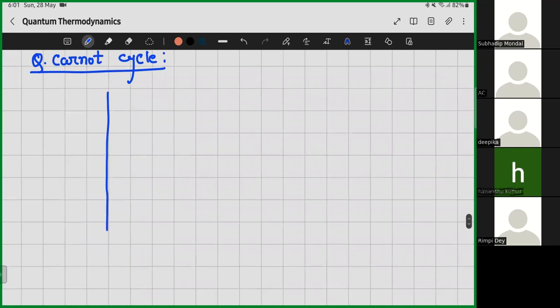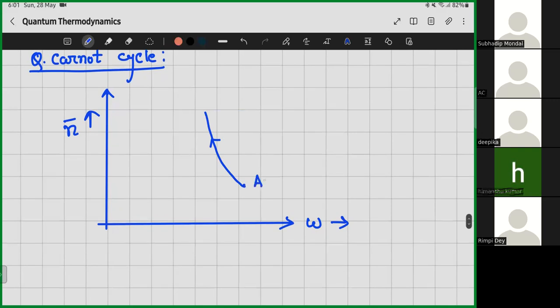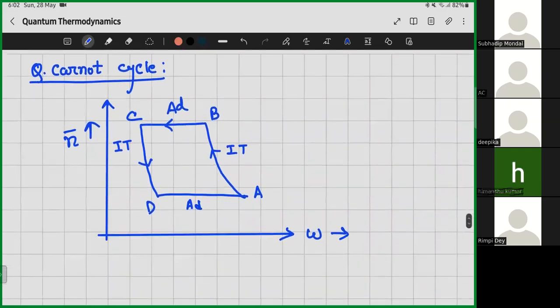So the strokes are the same, just the variables are different here. The variables are n bar and omega. It will start with the isothermal process, and from here it will start like this. Then this is the adiabatic process, and again this is isothermal, and this is adiabatic.